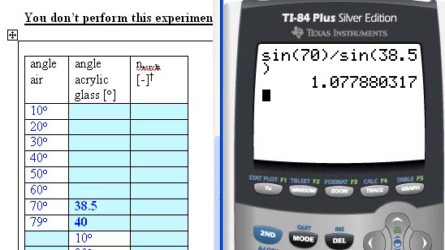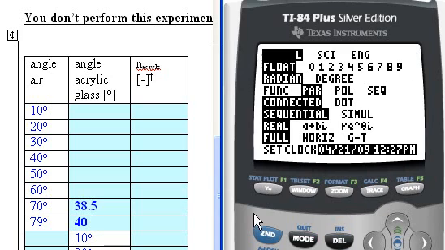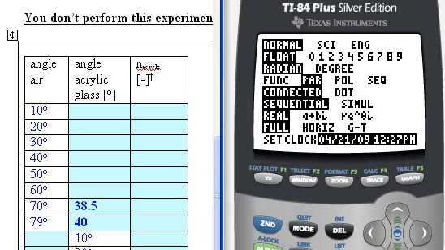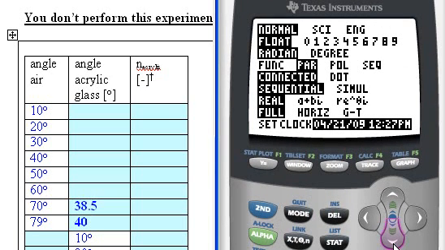Here's what you would have to do on your calculator. Go to mode, and in my case go down a little bit and see where it says radians. That means there are 2 pi to the 1 full circle, but you need it in degrees, which is 360 degrees. So change it from the 2 pi radians to the 360 degrees.